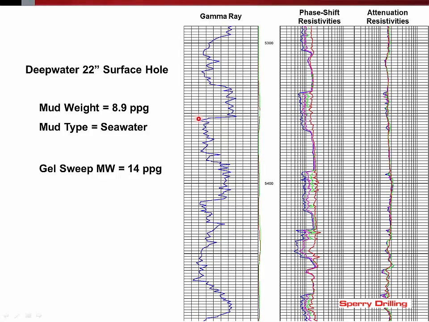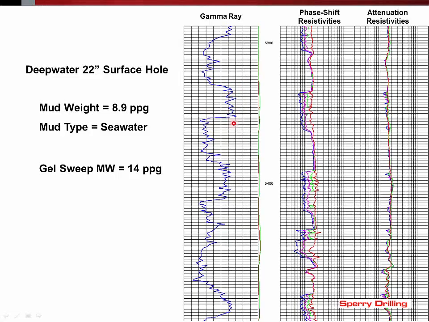The reason the gamma ray changes is because of the difference in density of these two fluids. The gamma rays, as I explained earlier, are attenuated by the fluid in the borehole. The attenuation is more for more dense fluids. So when we pump that viscous sweep, that 14 pound per gallon sweep, that attenuates the gamma ray measurement because its density is higher compared with the seawater, which has a lower density, and you see more gamma rays getting through.